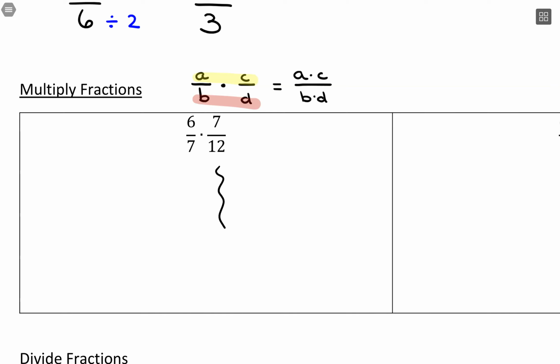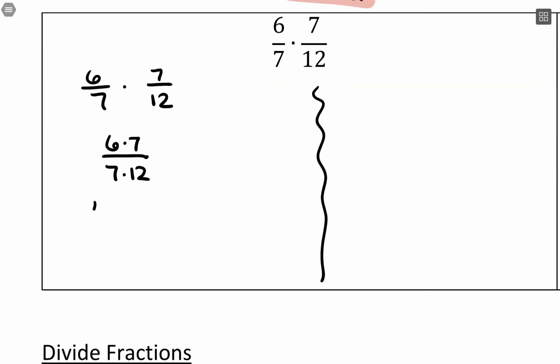So in the numerator, I would have a times c over denominator b times d. So I'm going to show this one in 2 pieces, but just following that rule, what we would have is in the numerator 6 times 7 over in the denominator 7 times 12. And then we could just plug that into a calculator, and that would give us 42 over 84. Then what we want to do is simplify. We want to put this in a simpler form.